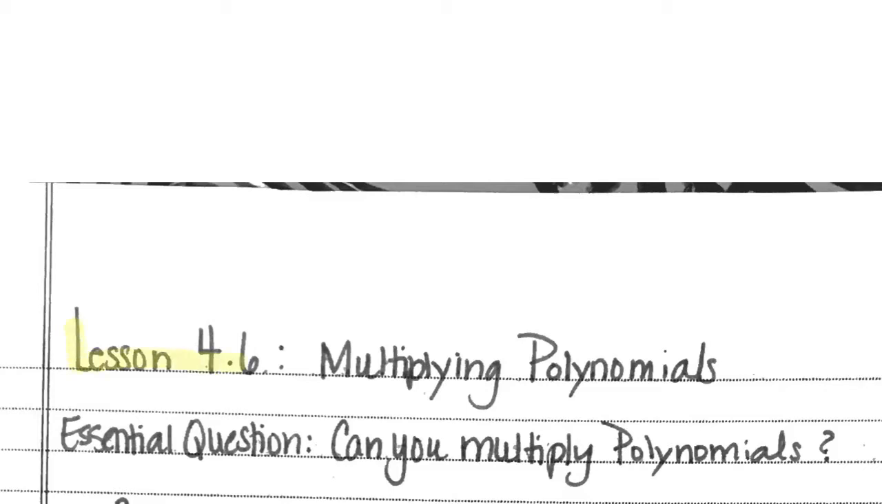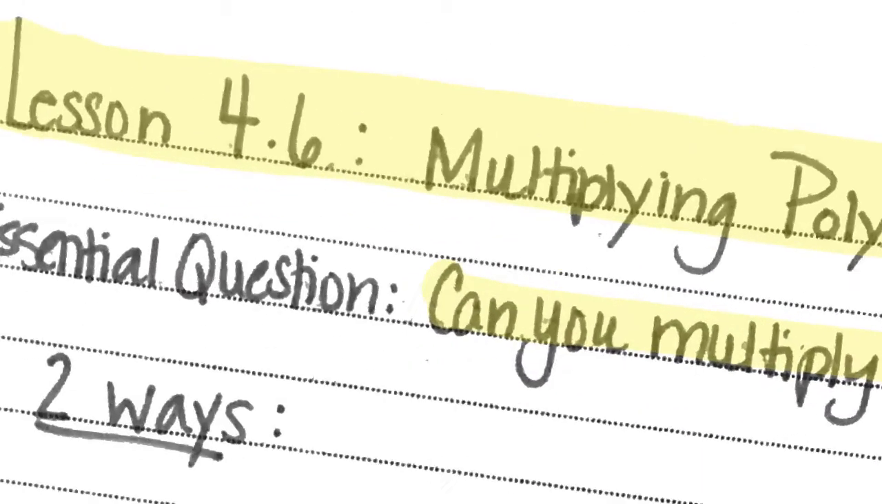We are multiplying polynomials. Remember, polynomials can be a monomial, one term, binomial, two terms, trinomial, three terms, and we call all of these polynomials, and things that have more than three terms, we also call those polynomials. All right, our essential question is, can you multiply polynomials? There are two ways to do this.